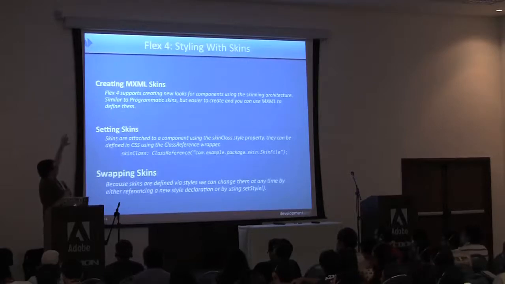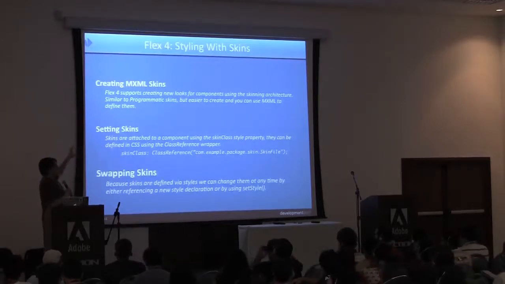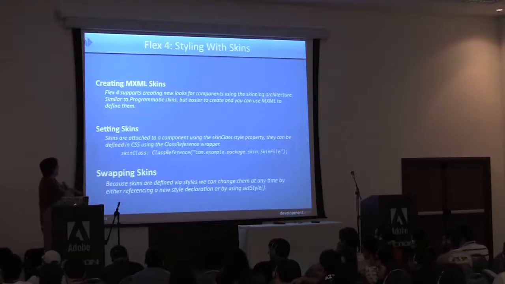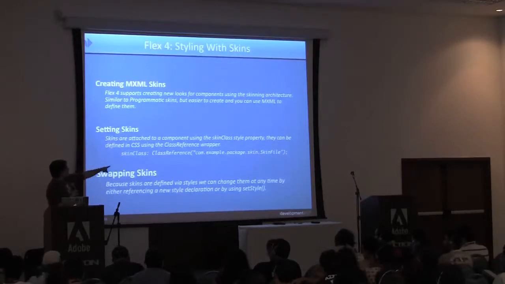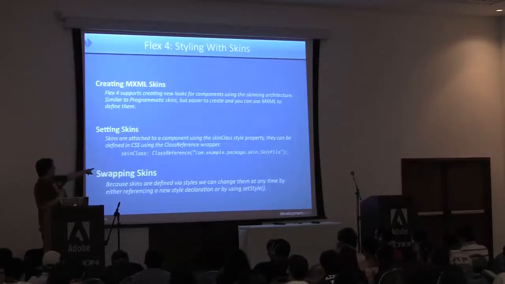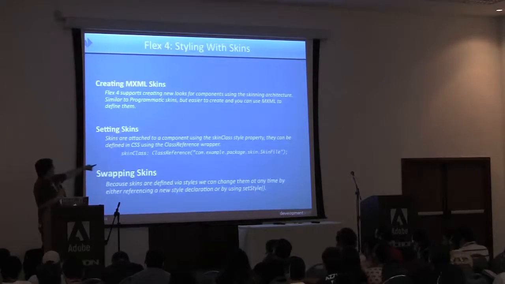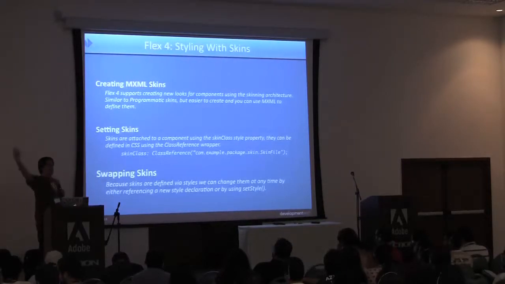So how do we define a skin? We create a skin in MXML, we lay it all out, we can create our children, our parent structure, our transitions, and take advantage of states in MXML and all that. Then on the component, we set the skin class to a class reference to our MXML file. For example, I have com.example.package.skin.skin file. When I call skin class reference in my CSS, I'm saying set style skin class and pass in this style, which is the MXML file. At that point, our component will use that to render its content on stage.